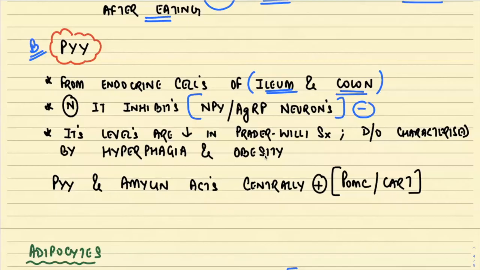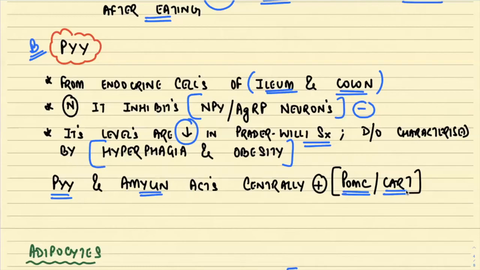So basically remember that its level decreases in a syndrome called Prader-Willi syndrome, which I will teach you in obesity. Okay, and over here basically Prader-Willi syndrome is a syndrome which is characterized by hyperphagia and obesity. Okay, and also remember this PYY as well as amylin, they act centrally to stimulate the POMC CART pathway. Is this very clear to everyone?